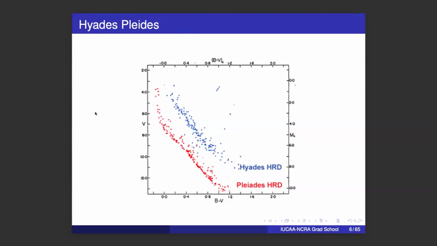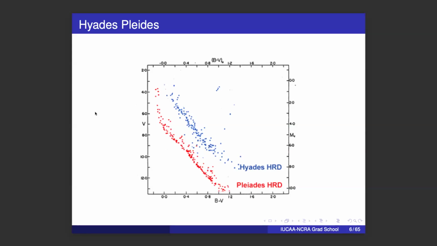So what people had been doing was they'd been measuring the HR diagram for various open clusters. And why do you do it for clusters rather than random stars in the sky? Why do you do it for open star clusters? They're roughly at the same distance. They are roughly at the same distance.